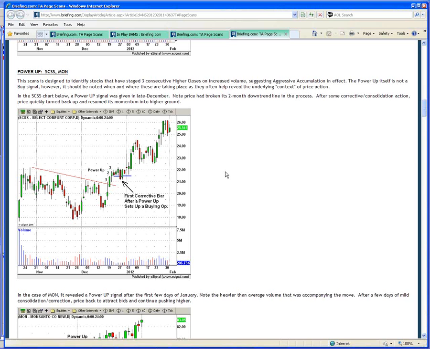And there's usually some sort of increased volume that's associated with it, and often there's also a wide range bar that's associated with it. Overall, it suggests that there's some sort of accumulation effect going on in the stock. It's not in and of itself a buy signal.